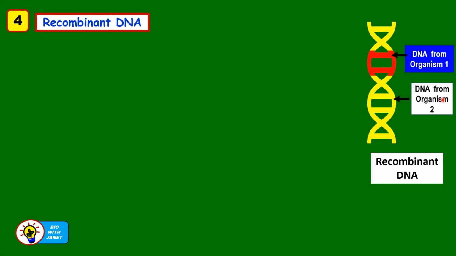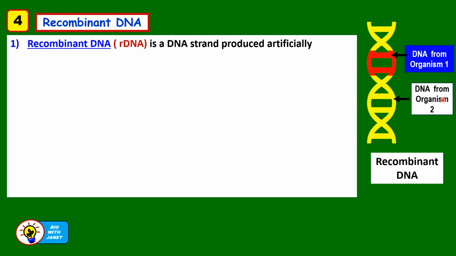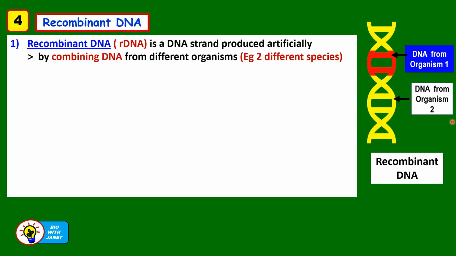So what is recombinant DNA? Recombinant DNA is produced by recombinant DNA technology. It is a DNA strand that's produced artificially. Sometimes it's called rDNA. So this strand is produced artificially by scientists in a laboratory using enzymes, and it combines the DNA from different organisms together, especially from two different species.